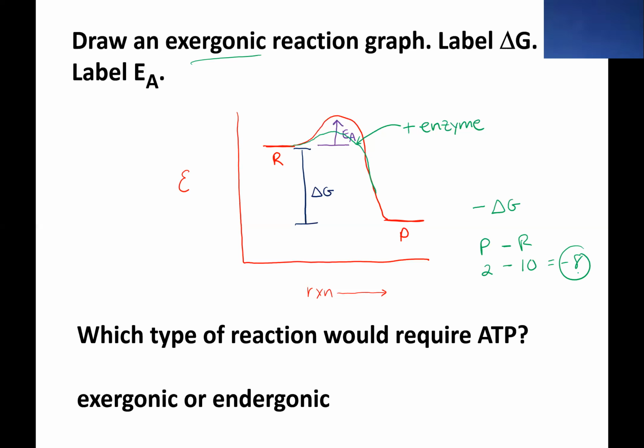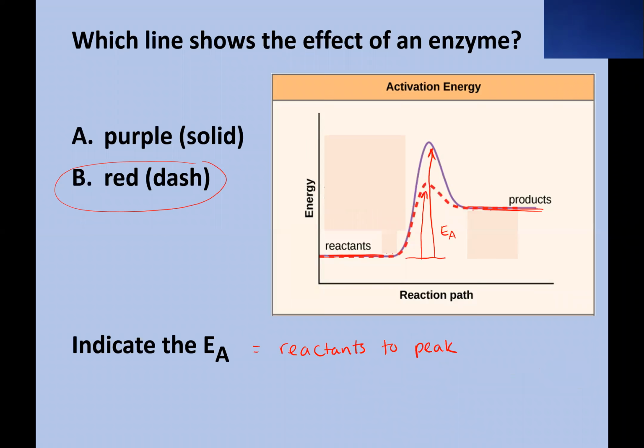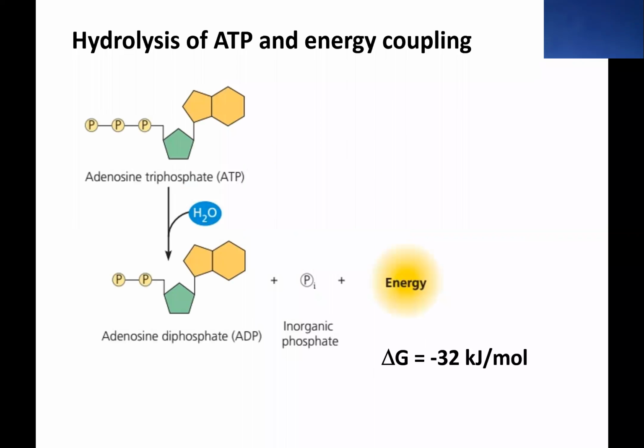So which type of reaction would require ATP, an exergonic or an endergonic reaction? And the answer is an endergonic reaction, right? Because this one is releasing energy, but the one up here required energy. So that's going to require to be coupled with ATP or the breakdown of ATP. So let's look at that.